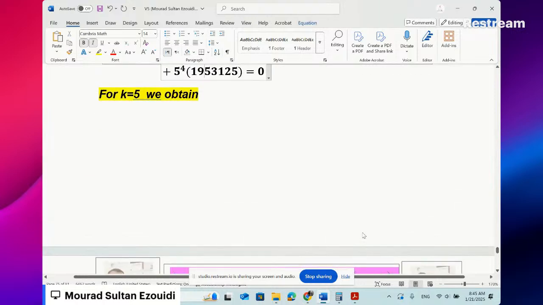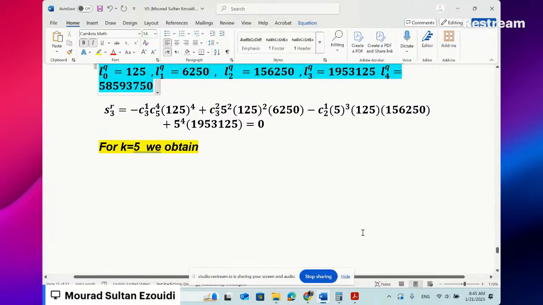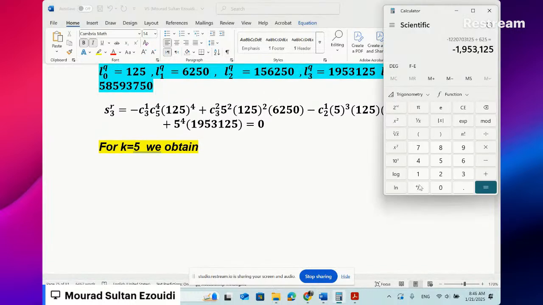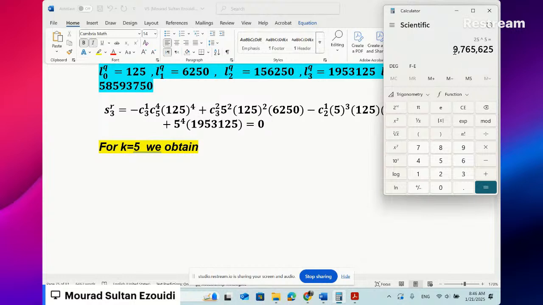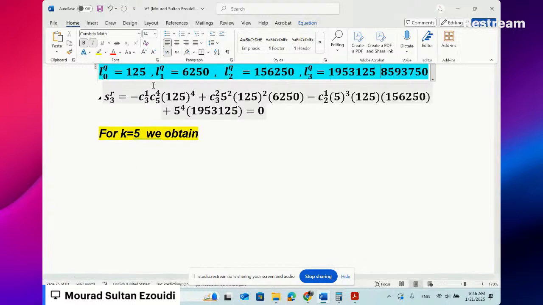The last coefficient. So the last coefficient is 25 raised to the power 5. Okay, yes, this one is in fact equal. Copy. This one is that, and 3 and 4.